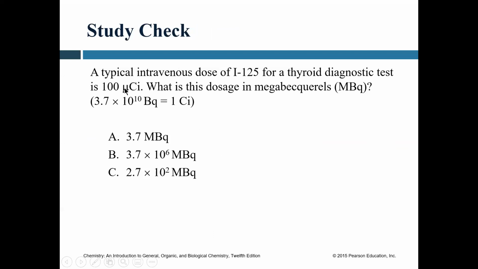So a typical intravenous dose of iodine-125 for a thyroid diagnostic test, because a lot of times they'll use these radioactive materials. They'll give them to you. You'll either ingest them or they'll give them to you intravenously, and then they can run machinery over it to do some sort of internal tracking.